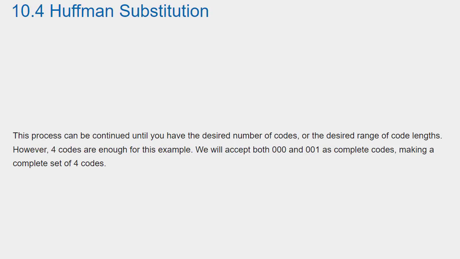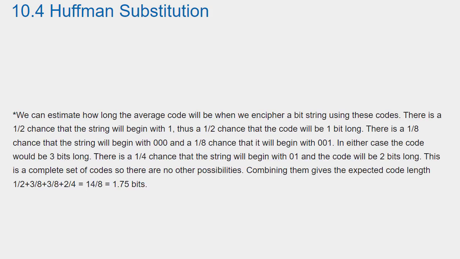This process can be repeated as often as desired. For example, we could accept the code 01 as a complete, but extend the code 00 one more step to make codes 000 and 001. This process can be continued until you have the desired number of codes or the desired range of code lengths. However, 4 codes are enough for this example. We will accept both 000 and 001 as complete codes, making a complete set of 4 codes.